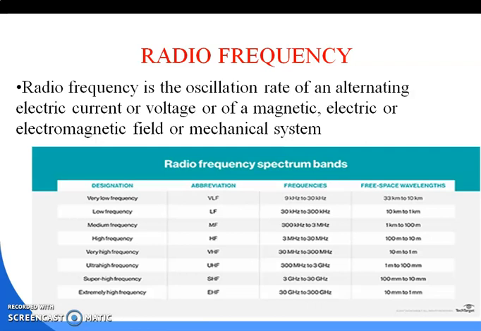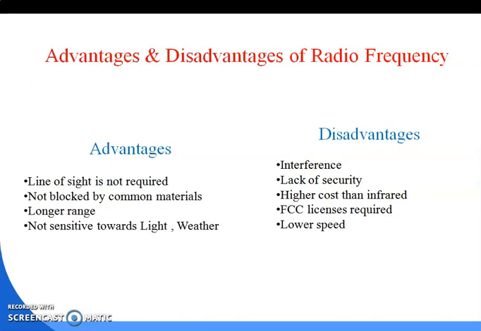So we have the radio frequency range. Again, what do we mean by frequency? It is the oscillation. That means there is a moving sinusoidal cycle of an alternating electric current or voltage, or of a magnetic, electric, or electromagnetic field or mechanical system. So that is known as the radio frequency.